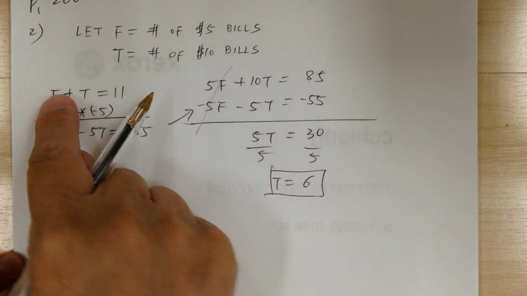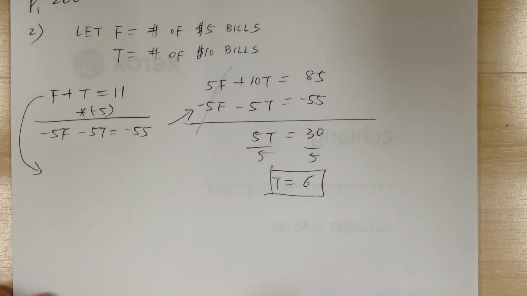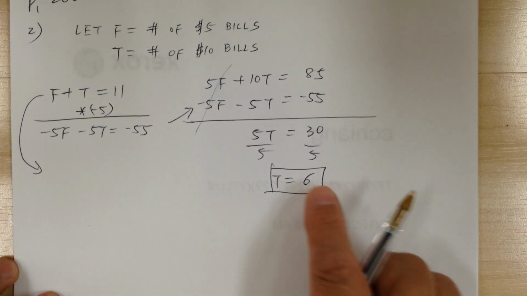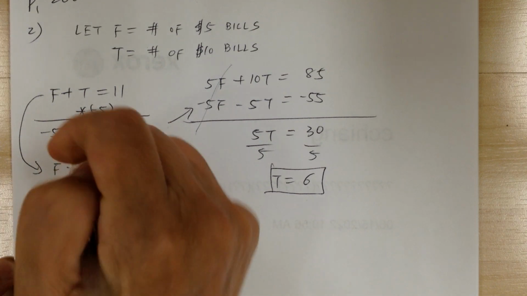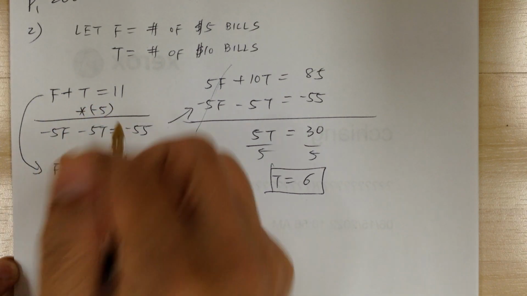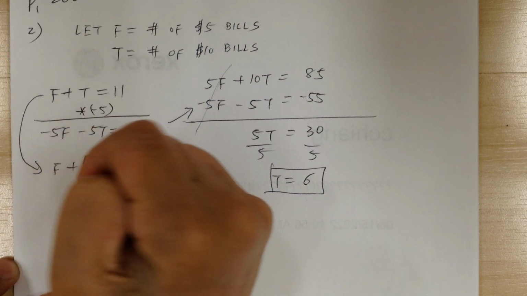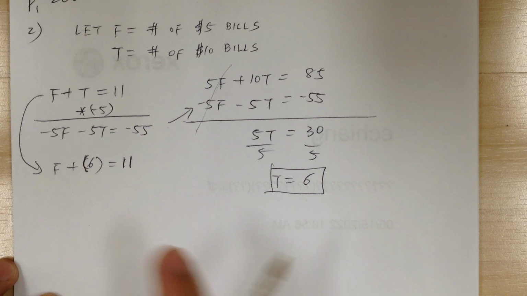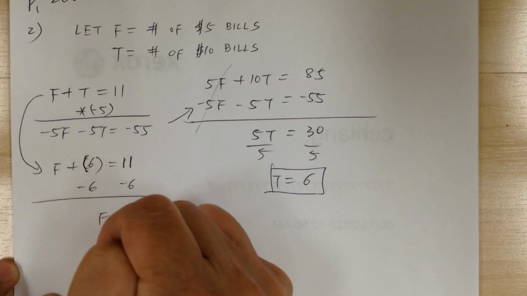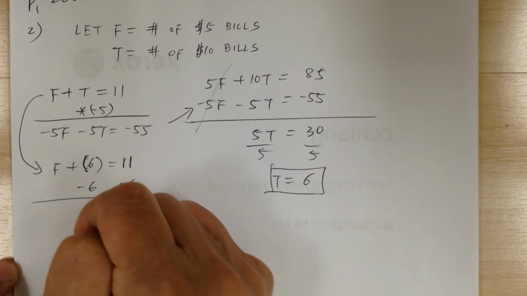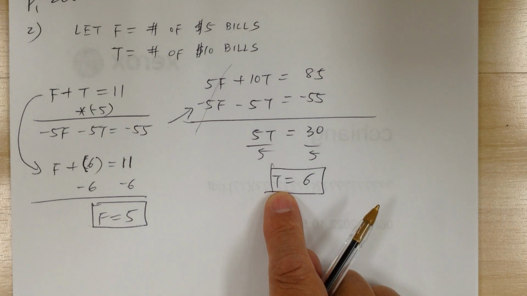And then after you have to go back to either one of these equations. I'm going to use this one. This is the easiest one. And I'm going to substitute this into here. So F plus 6. And whatever you substitute, put in parentheses, so that way when people look at your steps, they will understand that this is your substitution. Okay, so -6 on each side. So F equal to 5. Okay, so there are 5 $5 bills and 6 $10 bills.